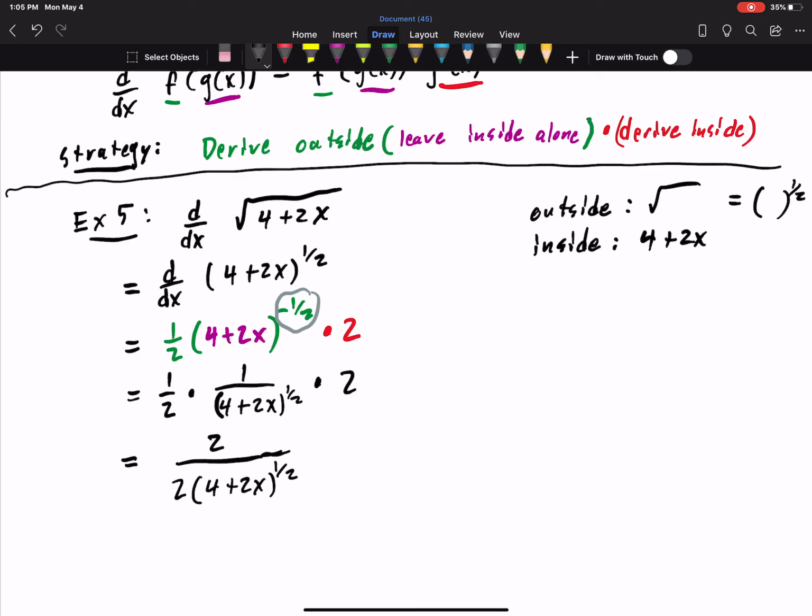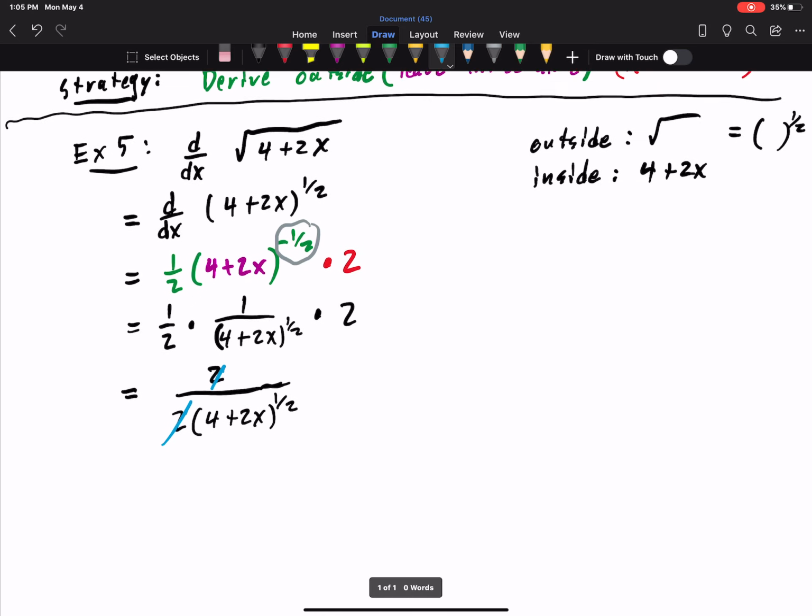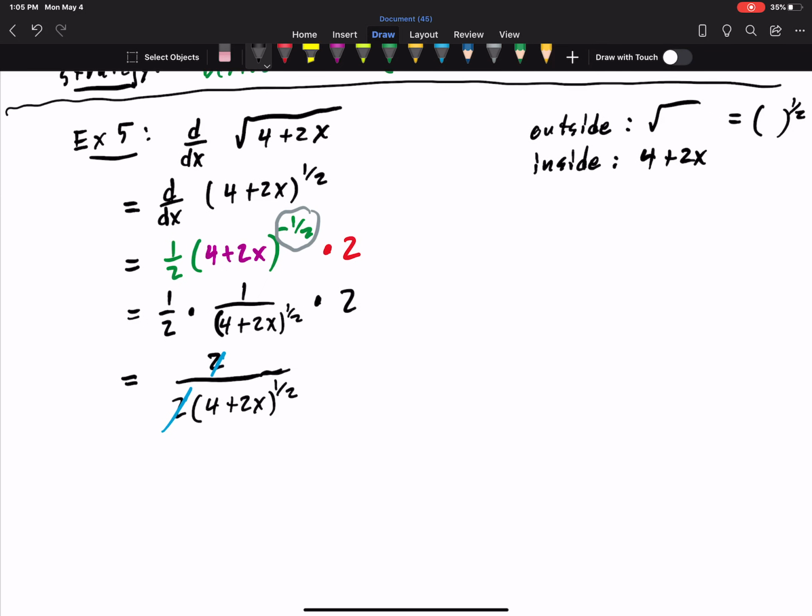But what we can do is we can cancel the 2 on top and the 2 in the denominator, just using fraction rules. So the last step with this is going to be 1 over 4 plus 2x to the 1/2, and you're done. That's it. Even with all the algebraic simplification, it's not too bad. You could have definitely stopped up here where the colored stuff is. That's the derivative part. The rest is just algebra. 90% of calculus is algebra. If you get your algebra right, you'll do extremely well in calculus. Okay? So that was example 5.